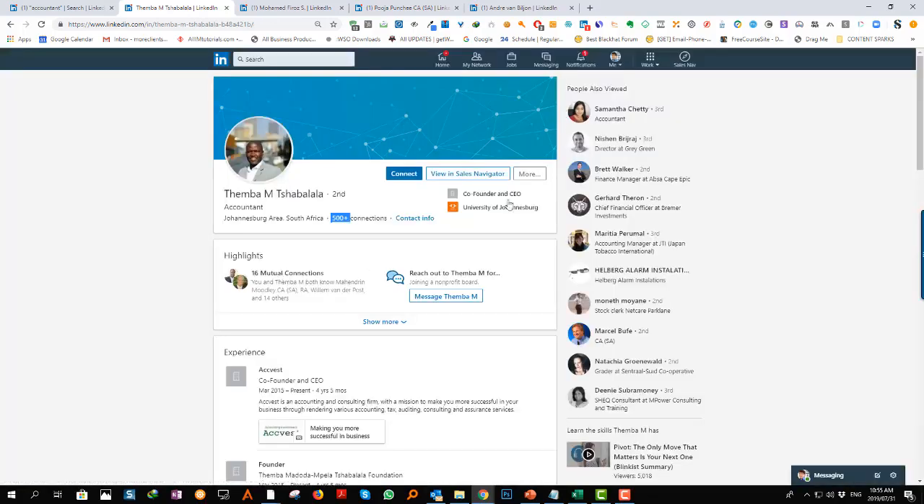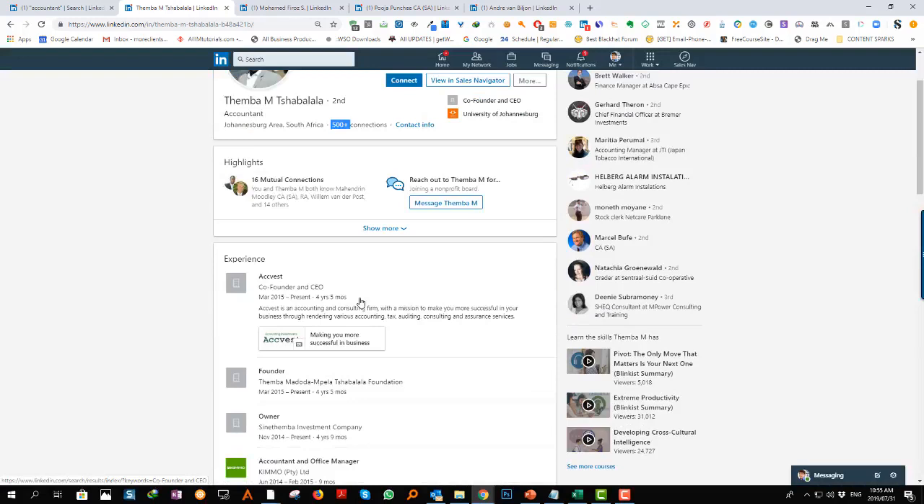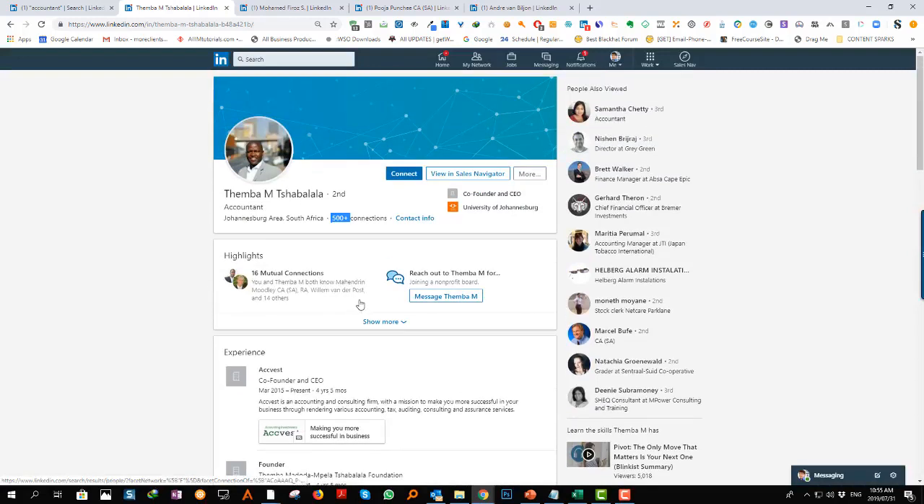The rest of the information here is kind of typical. Now, a couple of things I want to show you. On the side over here, you will see that people who viewed Timber also viewed these people. So it's kind of like in Amazon, you know, people who bought this book bought that book. So if somebody is searching, in this case for accountants, and they happen to view Timber, there's a very good chance that they were searching for other accountants.